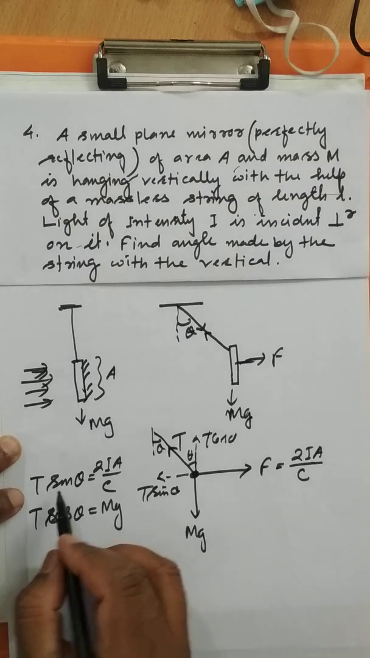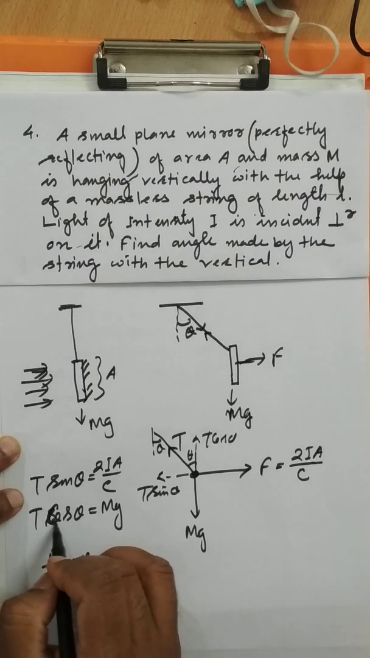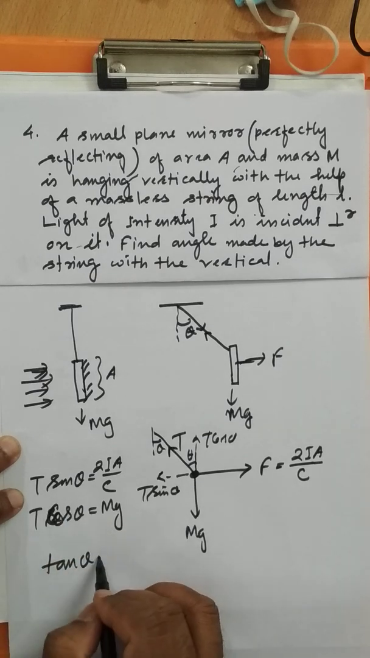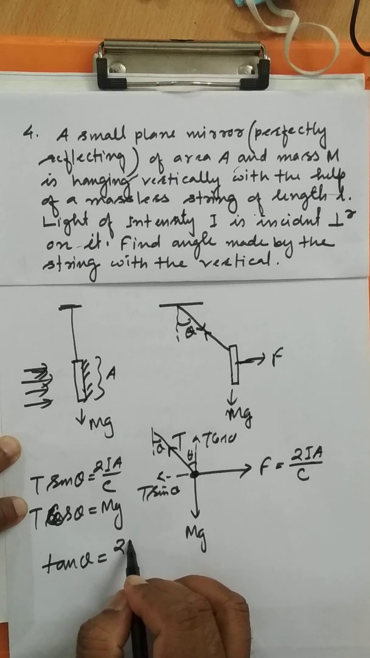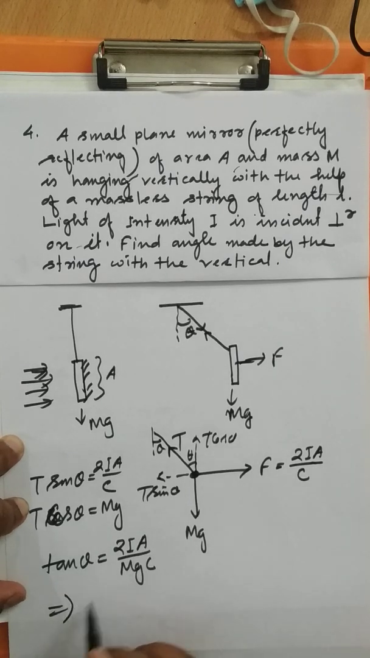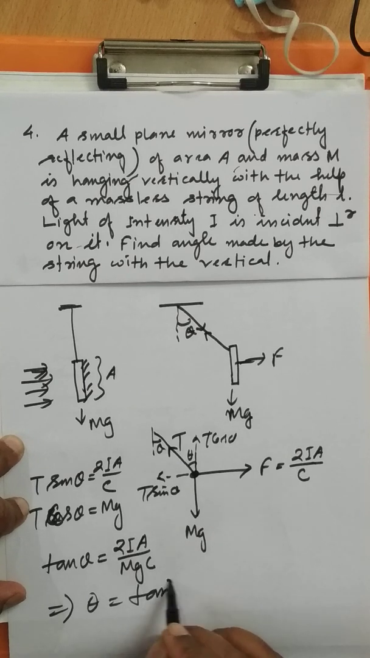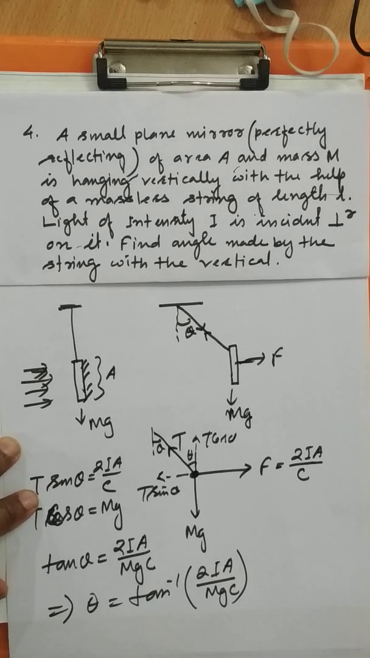So you divide one by the other, T cancels, sin by cos is equal to tan theta, twice IA divided by mg. See, from here you got the value of theta, tan inverse of twice IA by mg. See, I hope you have understood it.